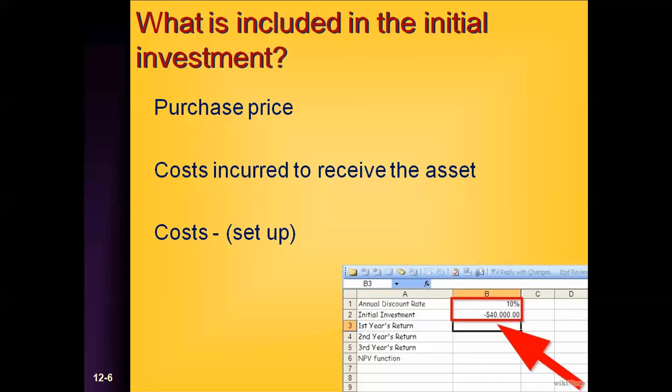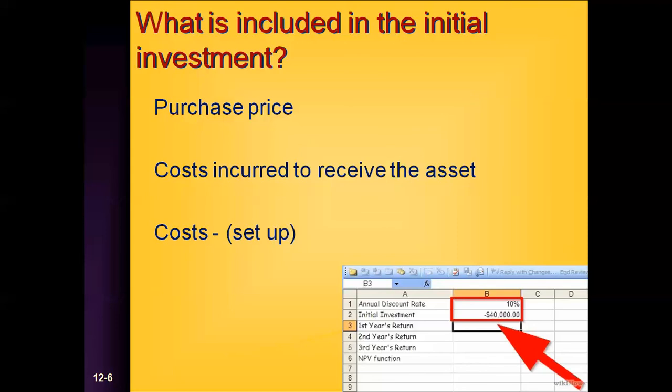Then there would be costs incurred to receive the asset. And these could be shipping costs. If it was a large equipment purchase, these could be significant. You could imagine if you were investing in a factory and you had several large machines, there would be costs associated with just shipping the asset from the factory where it was made to your particular factory.